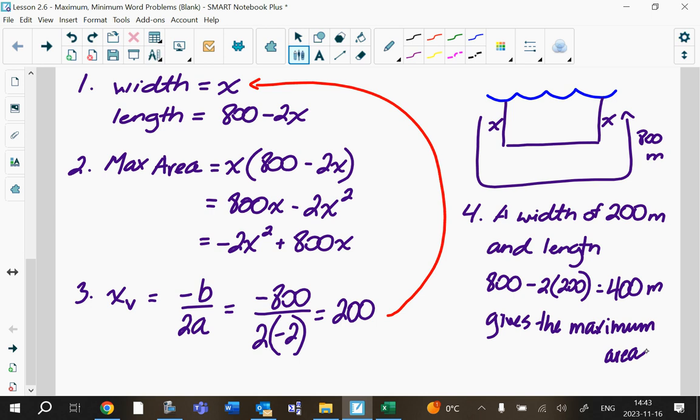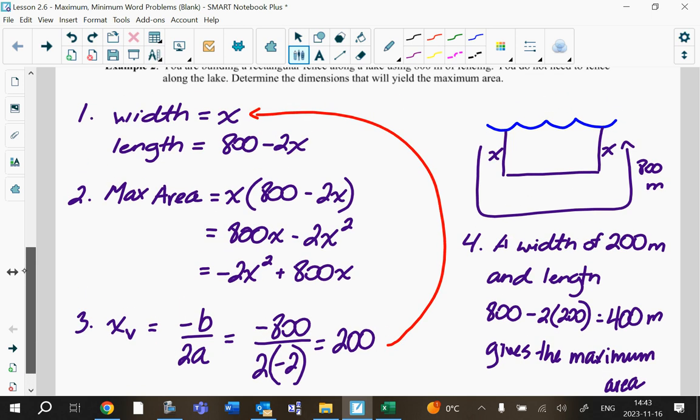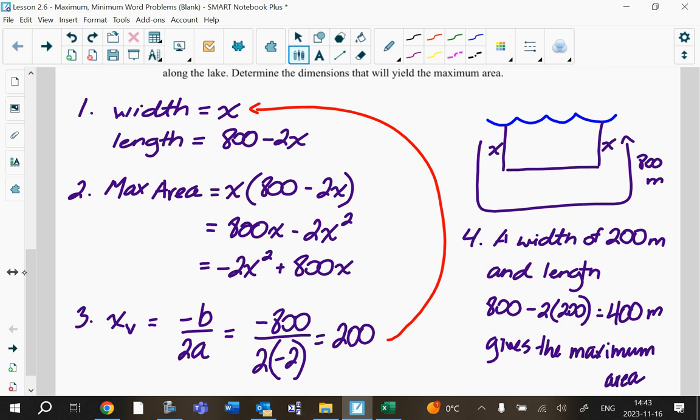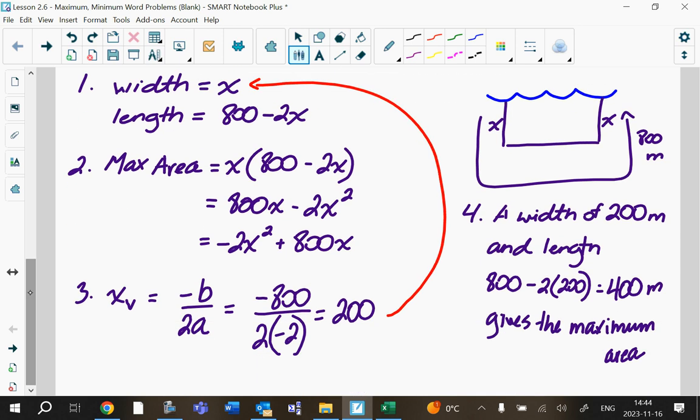Sure, I answered the question. Yeah, because you were asked to determine the dimensions that will yield, which means give, the maximum area. So that's the second type of maximum problem, dealing with areas. And when you're dealing with areas, you're going to be finding dimensions. You're going to be finding width, then length. So we're going to try one more of these.